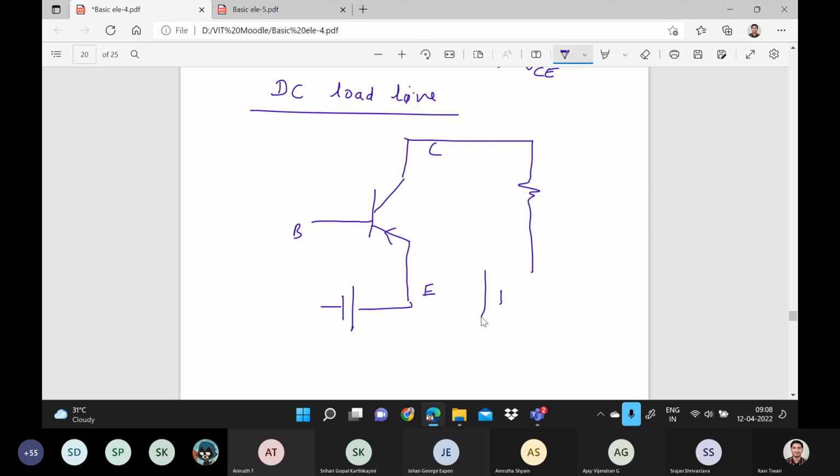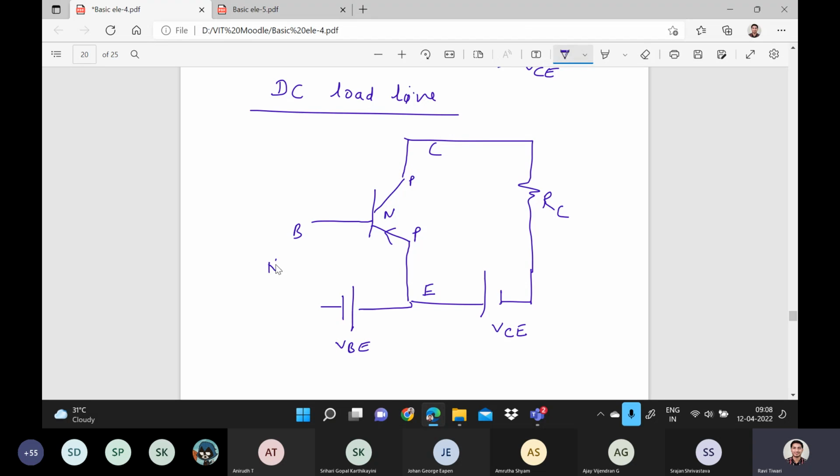Negative, positive, P and P. N to N. So this is forward bias, this is reverse biased. And this value we are assuming is between collector and emitter, so it's VCE. This is the resistance of the collector, so we are writing it as RC. This is the voltage between the base and emitter, so it's VBE.